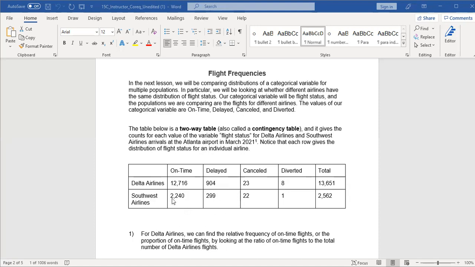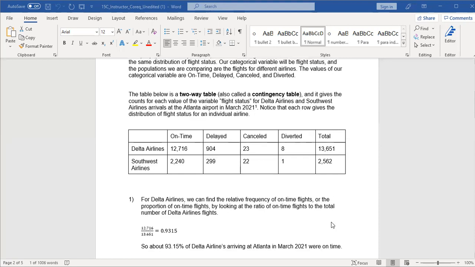As you see, that table has Delta Airlines in the first row and the number of on-time, delayed, canceled, and diverted flights, and the same for the other airline, Southwest. For Delta Airlines, we can find the relative frequency of on-time flights, or the proportion of on-time flights, by looking at the ratio of on-time flights to the total number of Delta Airlines flights. Here is Delta Airlines, here are the on-time flights, and here is the total.